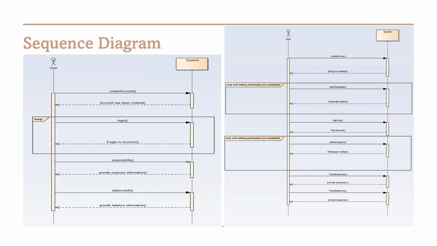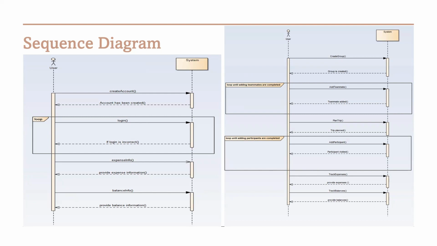For the second sequence diagram, the user can create a group, and the system will notify the user that a group has been created. And then the user can add multiple teammates, and the system will keep on repeating it until they select that all the teammates have been added, and the system will also notify them every time a new teammate has been added.